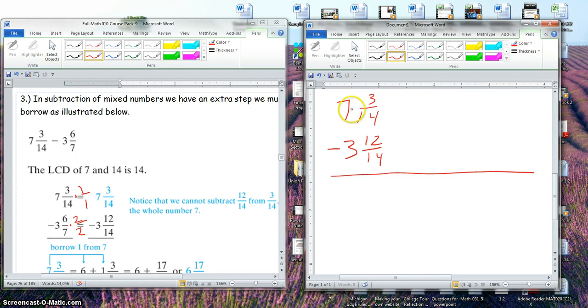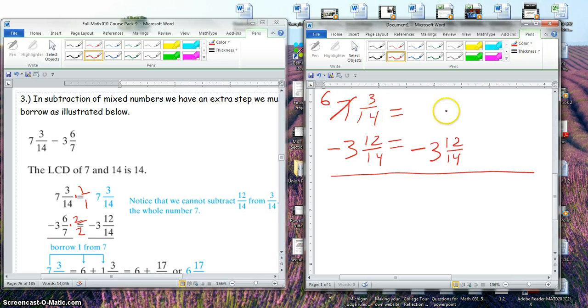Now we have to borrow one from this 7. This is how we would go about borrowing. Of course, we'll draw a line through the 7 and make that 6. Our mixed number on the bottom will stay the same, so it'll still be minus 3 12/14. Now here's the thing: since we borrowed 1 from the 7, where does the 1 go? How will we write the 1? Remember, the 1 that we're borrowing is supposed to be added to this 3/14.